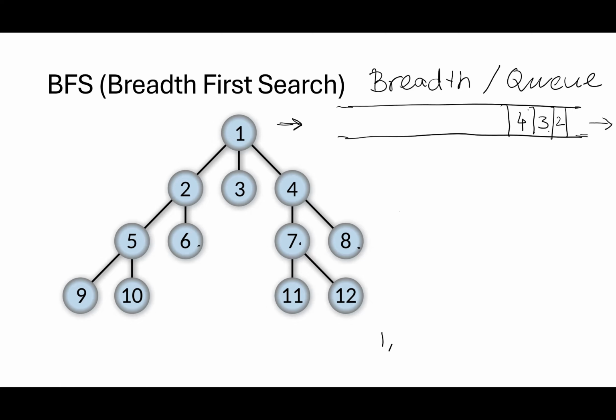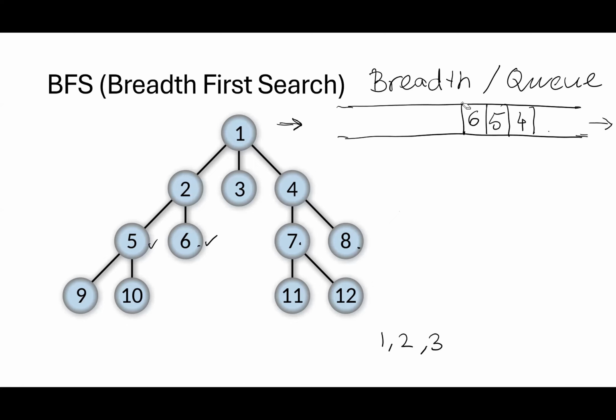Okay, so the next item that we are going to take out is 2, right? So that means 2 is visited. Now we check the children of 2, which is 5 and 6, right? So we put 5 and 6 into the queue. We're done. Okay, next we take out 3. Now we check, 3 doesn't have any children, so that means nothing goes into the queue.